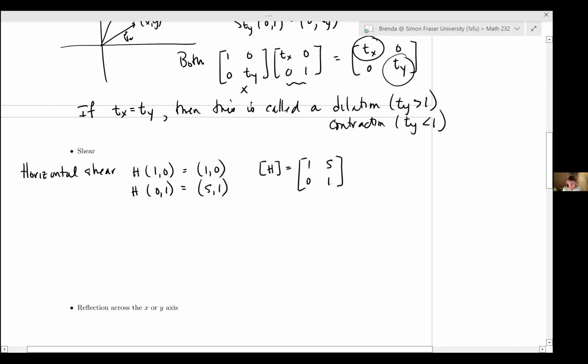Notice how this is different from stretching. We have a non-zero entry right there. So this is actually taking the first component of a vector and adding s times the second component. What does this look like?